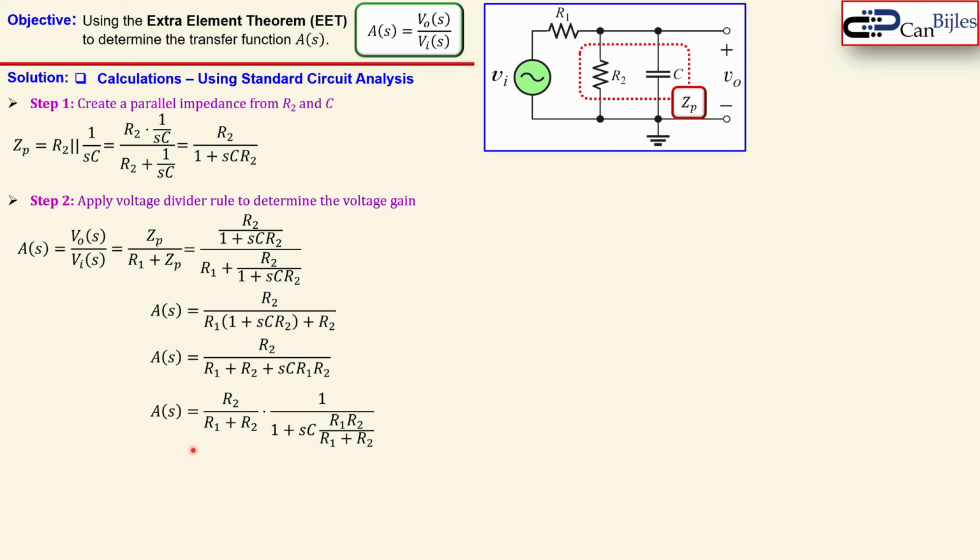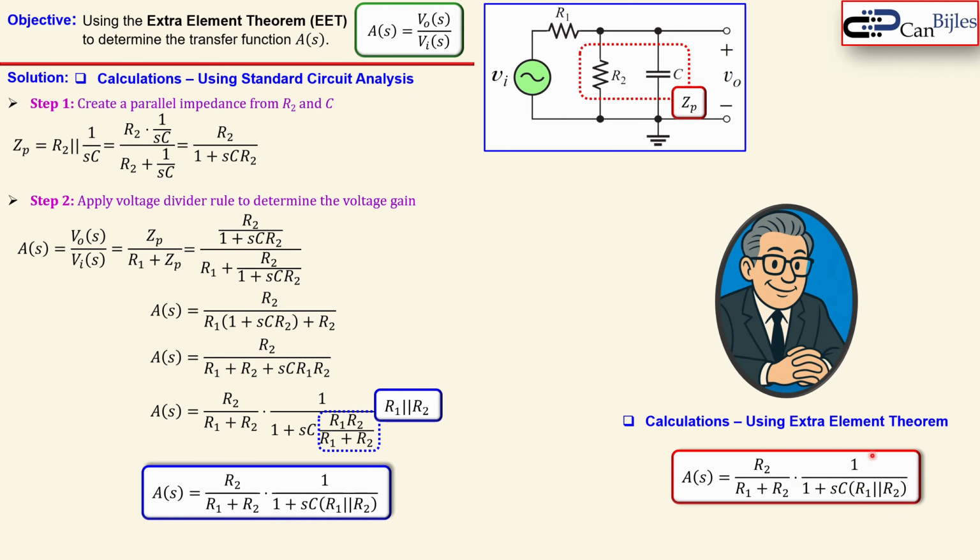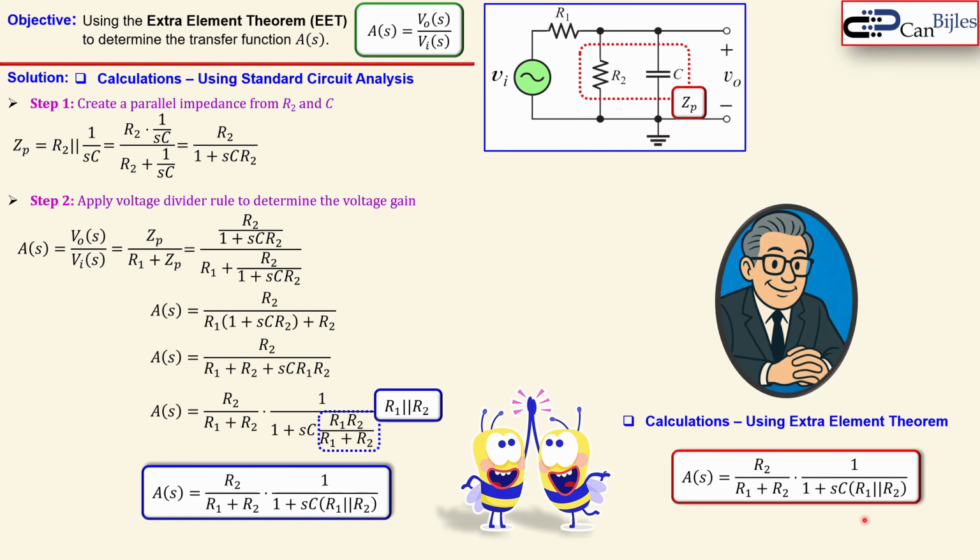Okay, now we have this form, and you can see here R1 times R2 divided by R1 plus R2, which is actually the parallel combination of R1 and R2. We already determined that in step 2 using the extra element theorem. So this is the expression using standard circuit analysis, and this was the expression we determined using the extra element theorem. Now you see they are exactly the same. These are very nice results where you see directly that using standard circuit analysis we get this, and using the extra element theorem you get that.